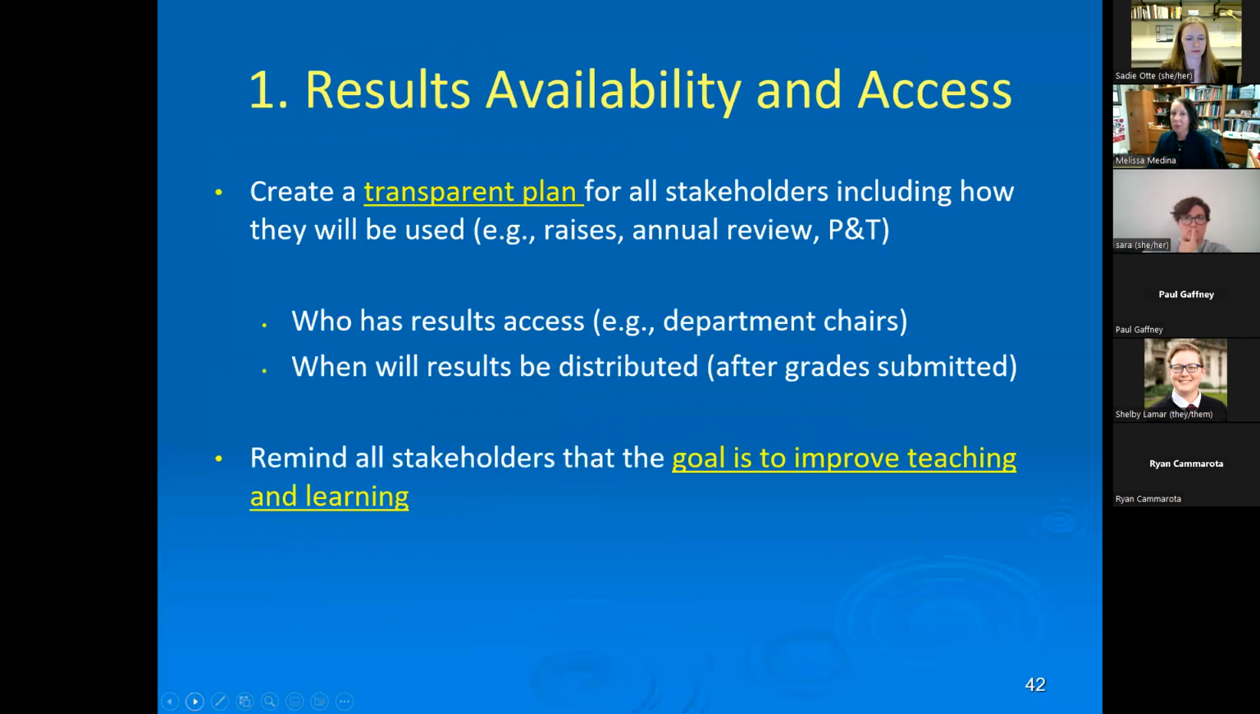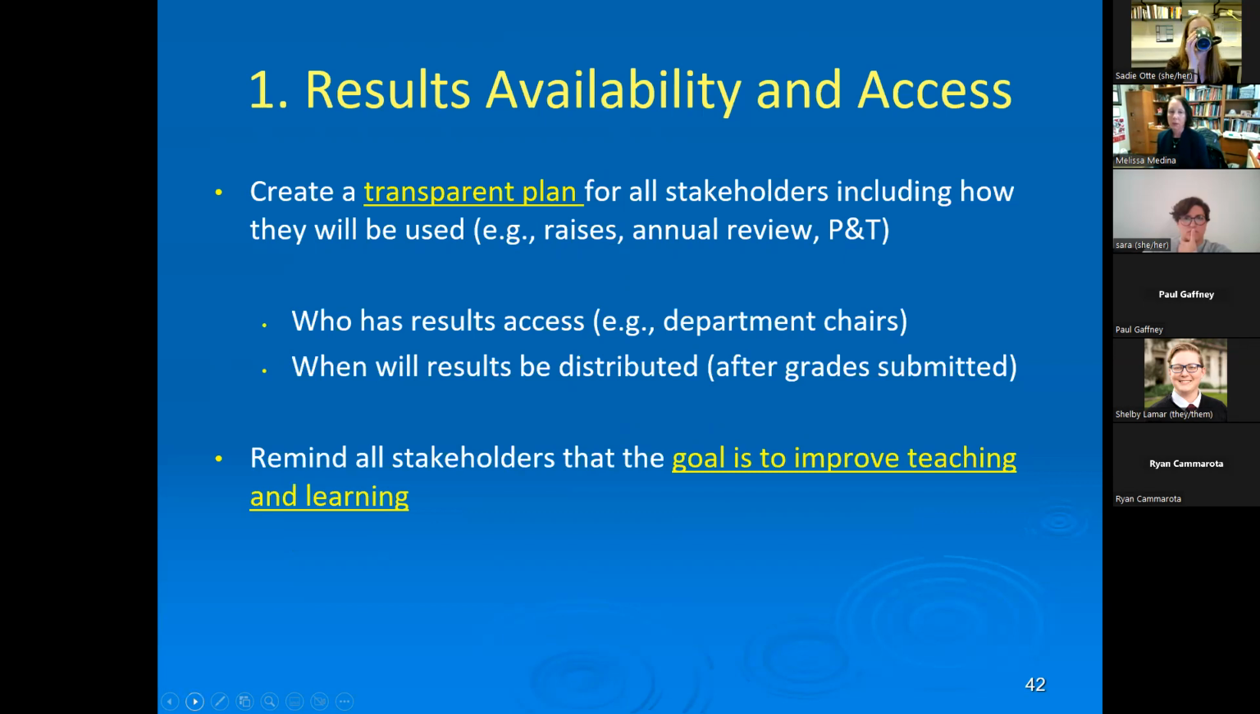Now I just want to talk to you quickly about how to use your results. So one is that we need a transparent plan when we are conducting course evaluations. Who is seeing the evaluation and what are they being used for? Faculty need to be very aware of what that process is. Who has results? How are they going to be distributed? Who is seeing them? We use a very structured process.